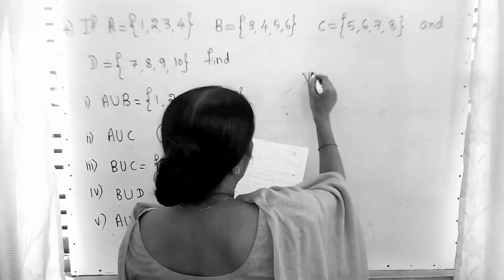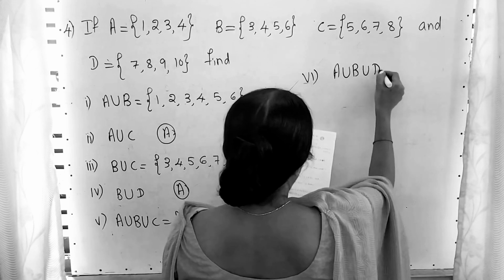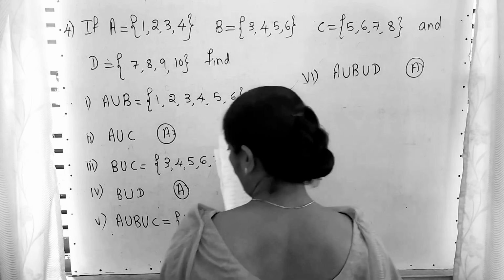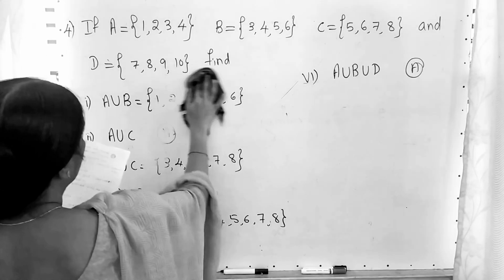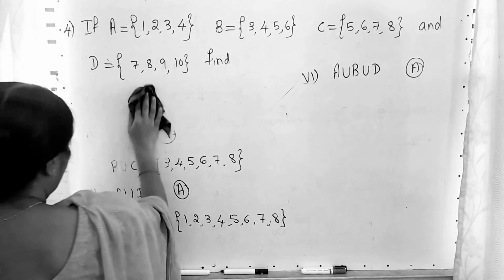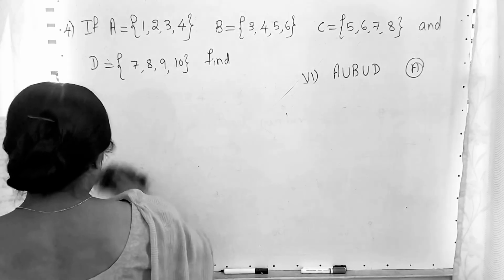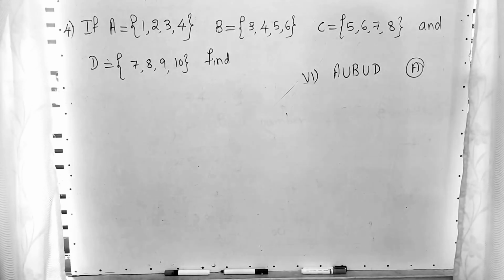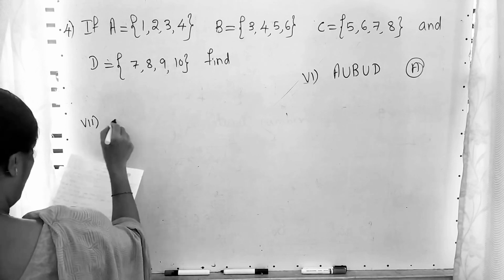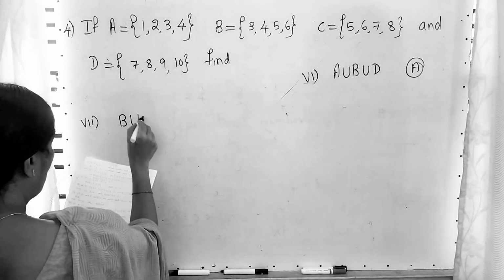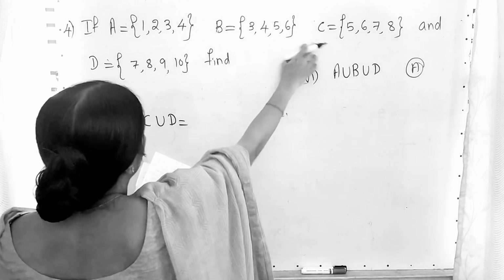Then moving to the sixth one, A union B union D. This is the assignment question. And the seventh one, B union C union D. We have to combine B, C, D.